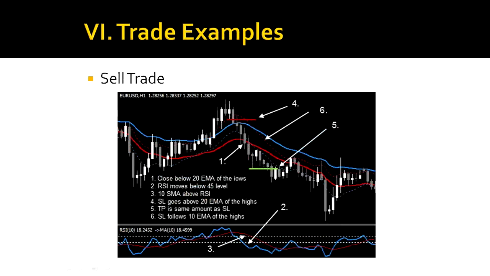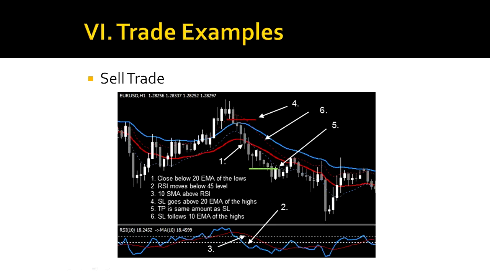Here we go. We have number one, we get the close below the 20 exponential moving average of the lows. So next we look to the RSI. It is below the 45 level. Cool. Next we look to see, is the RSI below the moving average? Is the blue line below the red? Yes, we're good to go short. So we enter at the close of that candle or the open of the next. It'll be the same price.